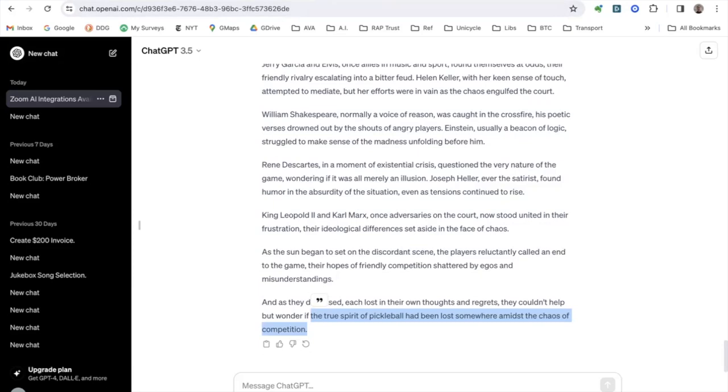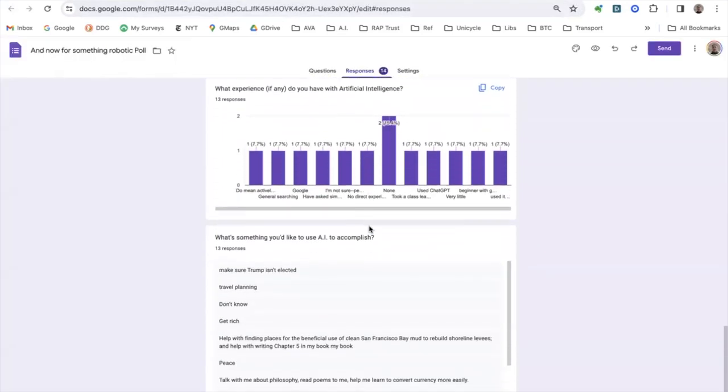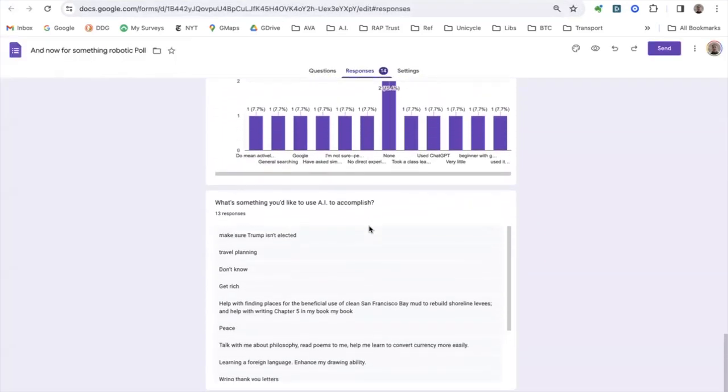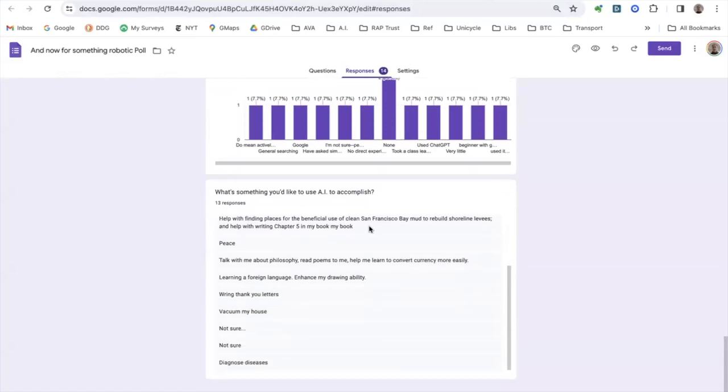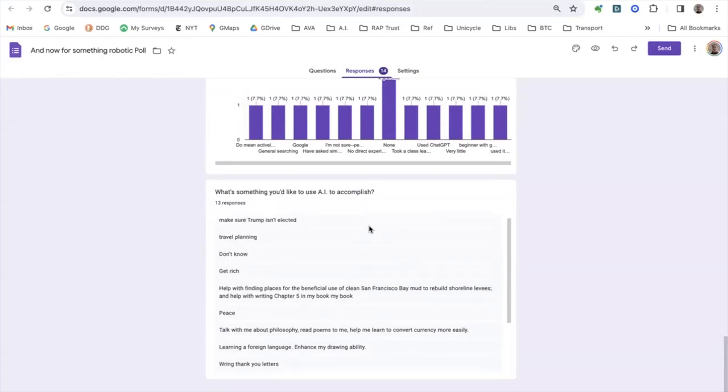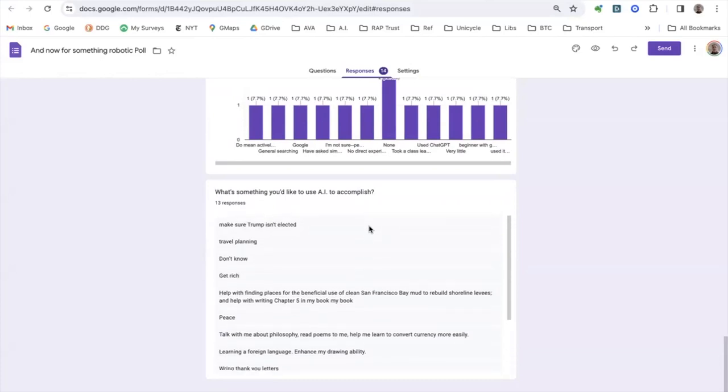I'm going to go back to the data set. Somebody asked me to share the data set. I'm happy to do that because it's all anonymous. So I think that's perfectly okay to do. But let's look at some of these things that people asked about, things they would like to use AI to accomplish. So we talked about, let's go back.